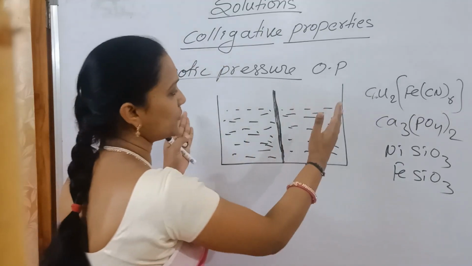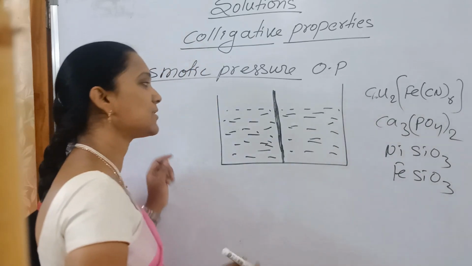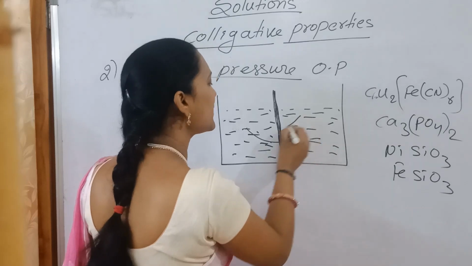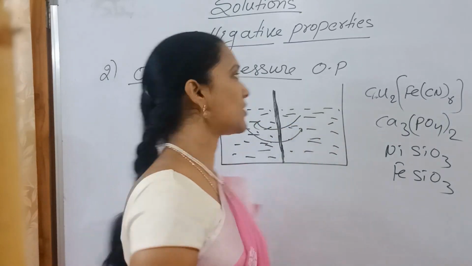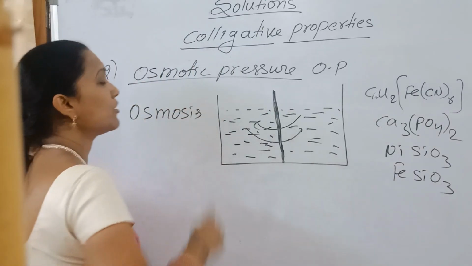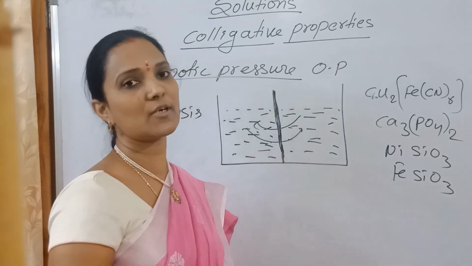Now in this setup we have two parts, and in the middle we are using a semi-permeable membrane. It allows only solvent. Now the solvent flows from here to here, or here to here. Where to where does it take place? So what is osmosis? Osmosis is the flow of solvent from a low concentration region to a high concentration region.